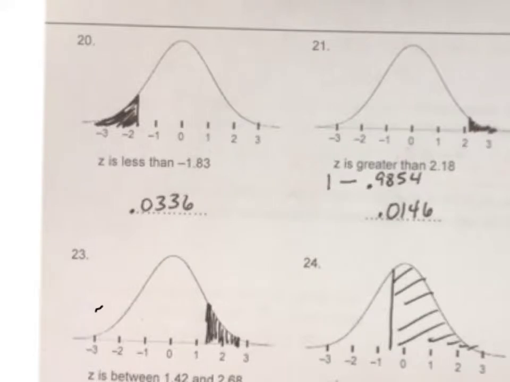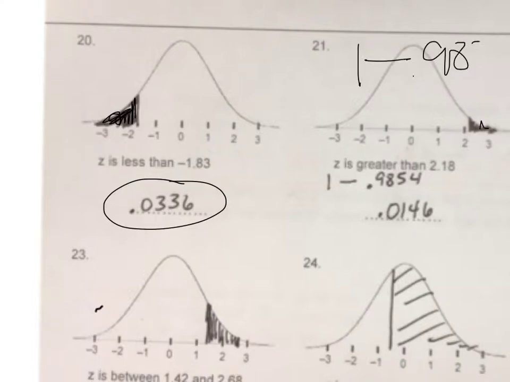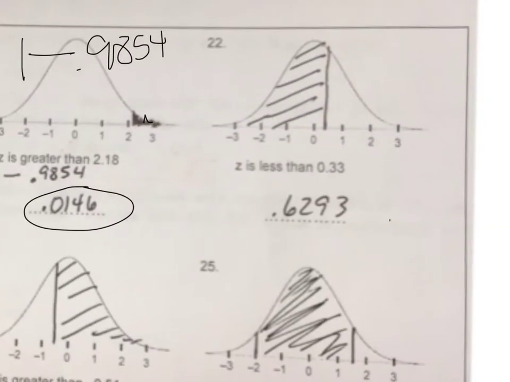On number 20, you had to do less than 1.83, so basically you're shading here to the left. Alright, and that is 0.0036. Number 21, because you're shading to the right, you had to do 1 minus 0.9854, and therefore that gave you an area of 0.0146. Okay, number 22, it's less than 0.33, so that came out to be 0.6293.